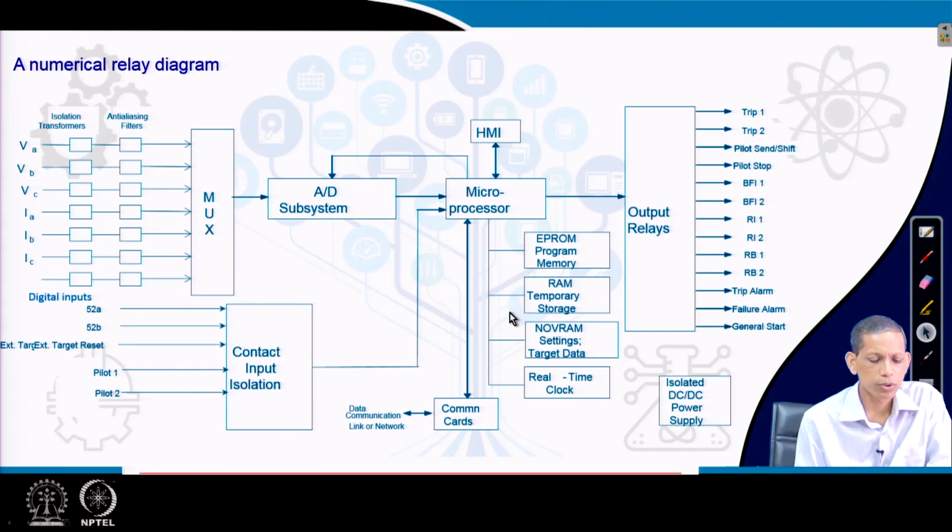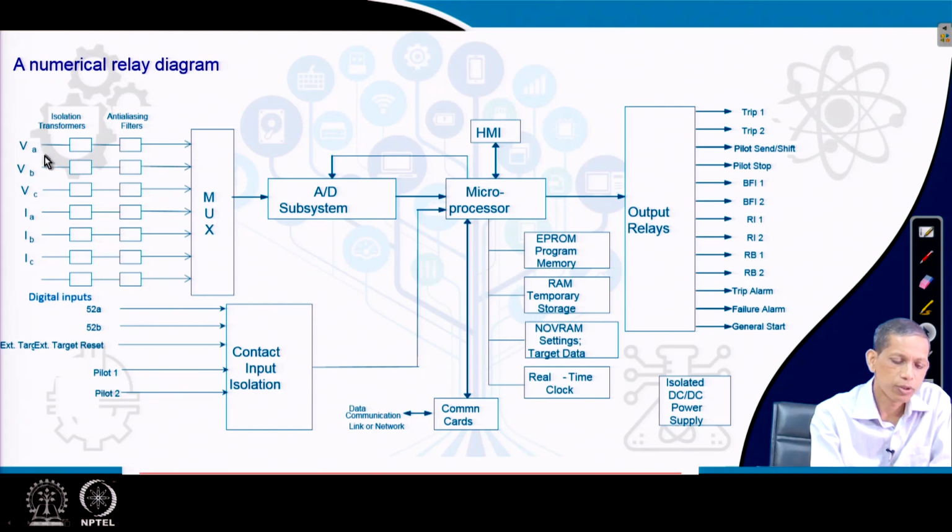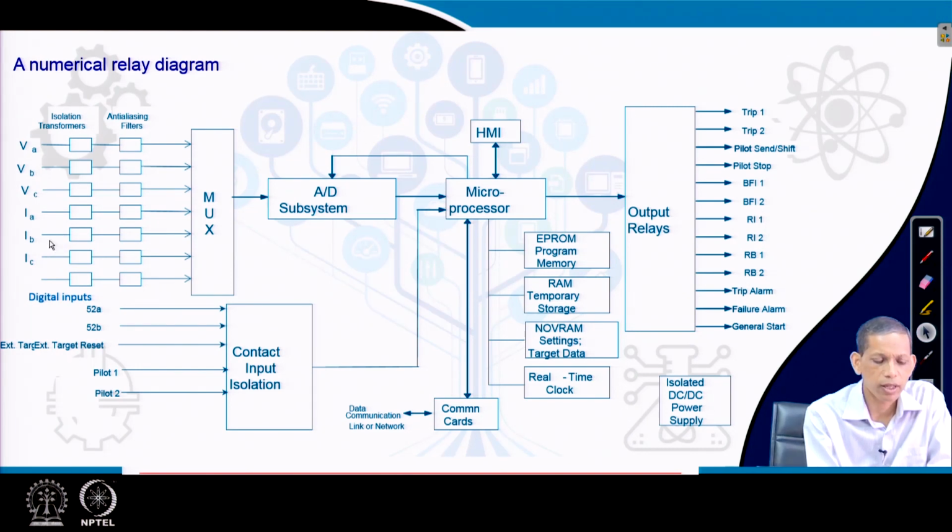Now, if you go into the details of the inside of a relay, we see the voltages and currents of three phases, all these six signals, or maybe more currents in a system. In a differential relay, you can think of currents from both the primary and secondary side, and whatever signals are required for the relay are input to the system.